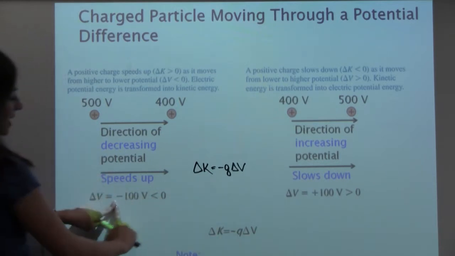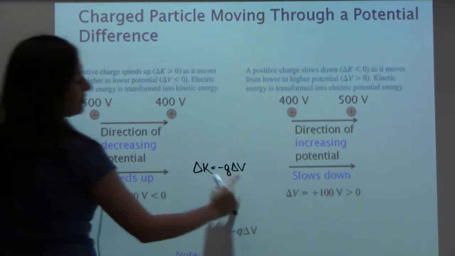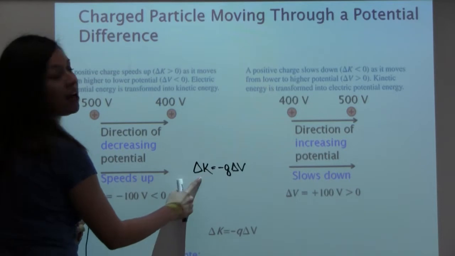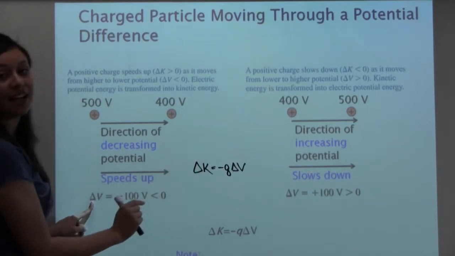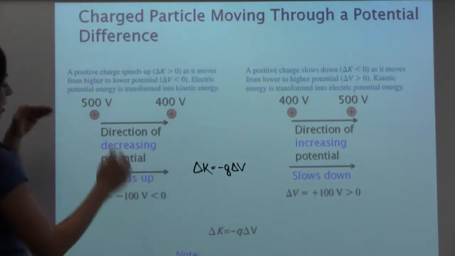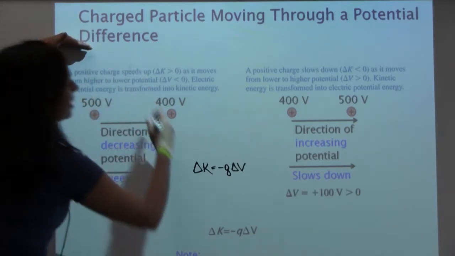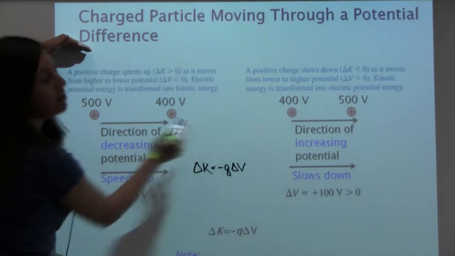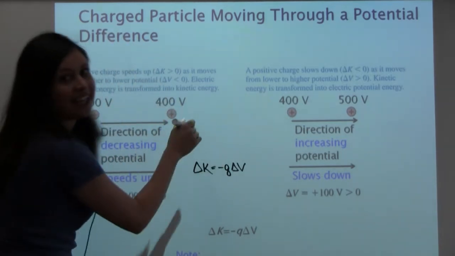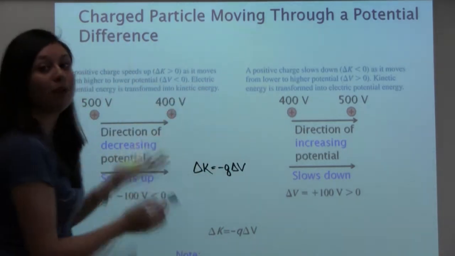If we have a negative delta V, negative times a negative is a positive. We're going to have increased kinetic energy, and that makes sense because we're going from electric potential energy, we're speeding up, we're going into kinetic energy. And because we're speeding up into this kinetic energy, we're making that kinetic energy positive.